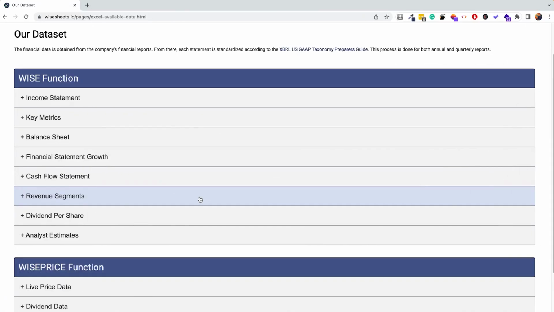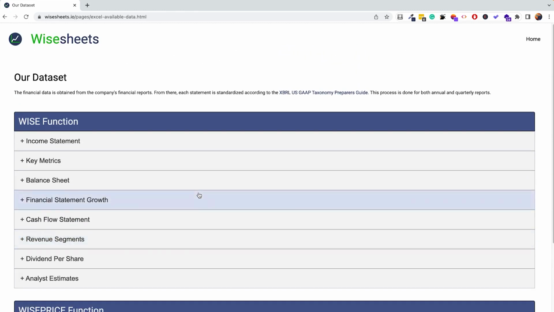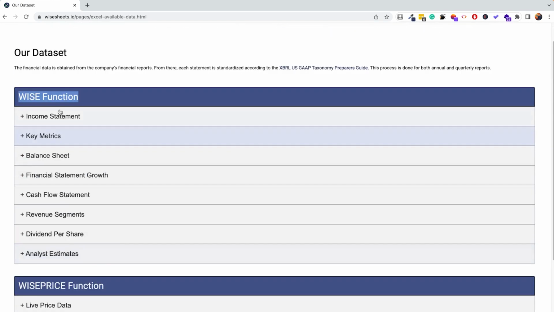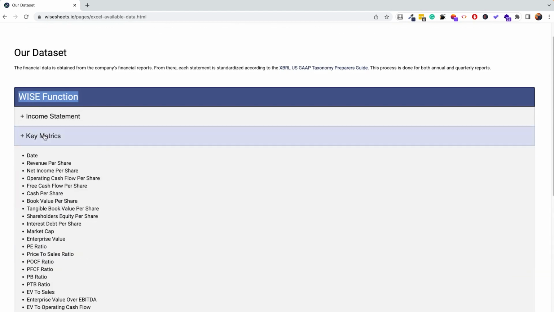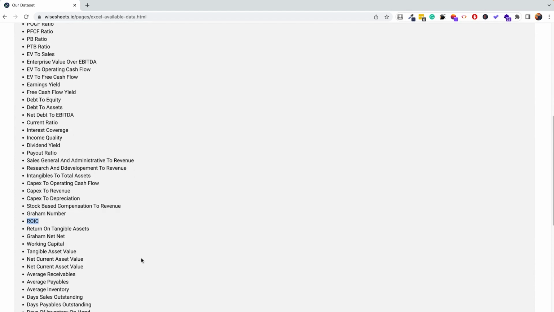To get the ROIC and the ROA, which are the two metrics we're looking for in this case, we're going to be using Whitesheets. On this page of Whitesheets, you can see what data is available and what function you need to use to access it. In this case, we're looking at the WISE functions, at key metrics, and right here you will see the ROIC.